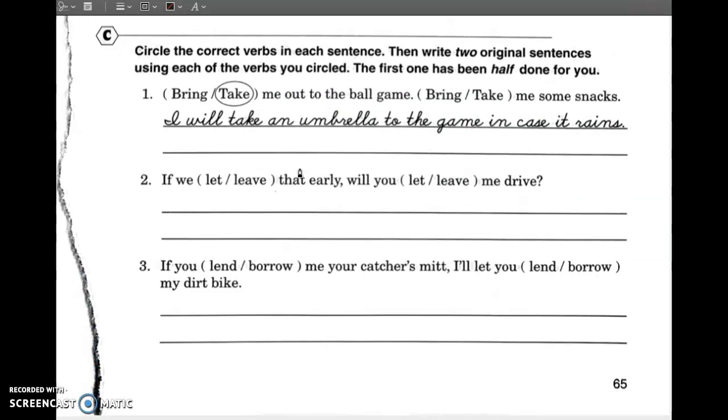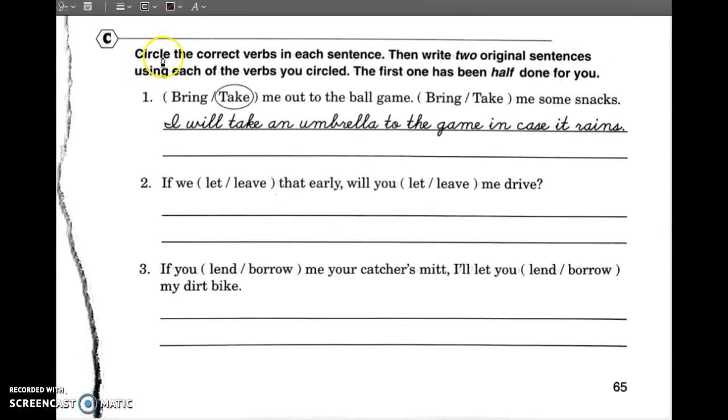All right, so in part C here, we need to circle the correct verbs in each sentence and then write 2 original sentences using each of the verbs you circled. The first one has been done for us. So, bring or take me out to the ball game. Bring or take me some snacks. So, we circled the correct verb.